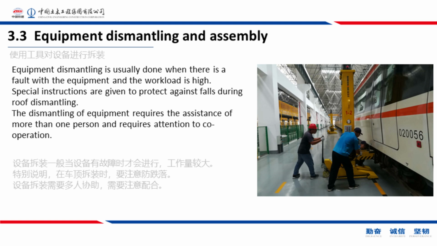PPT 33. 3.3 Equipment dismantling and assembly. Equipment dismantling is usually done when there is a fault with the equipment and the workload is high. Special instructions are given to protect against falls during roof dismantling. The dismantling of equipment requires the assistance of more than one person and requires attention to cooperation.